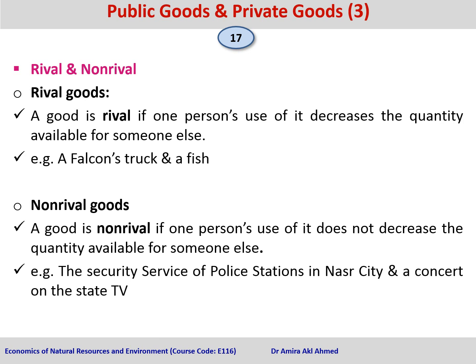Examples of rival goods include a Falcon's truck. This truck cannot deliver cash to two banks at the same time, and a fish which cannot be consumed more than once. Examples of non-rival goods include the security services of police stations in Nasr City and a concert on the state TV.